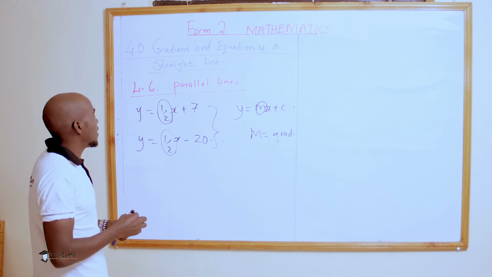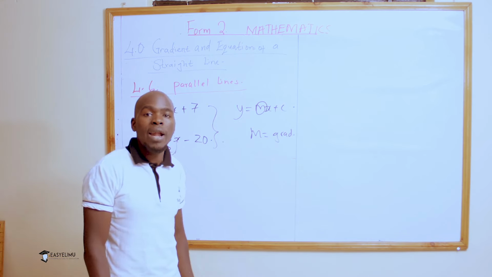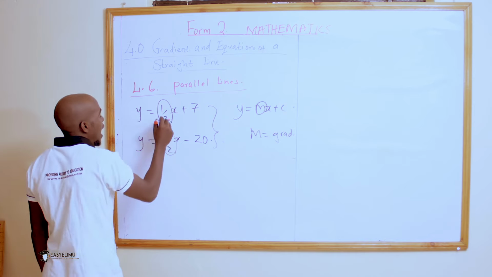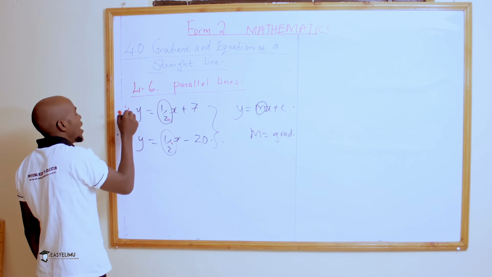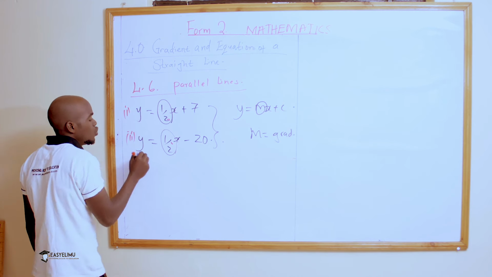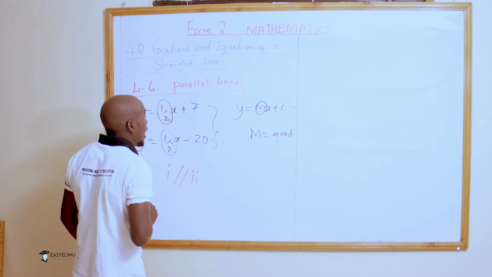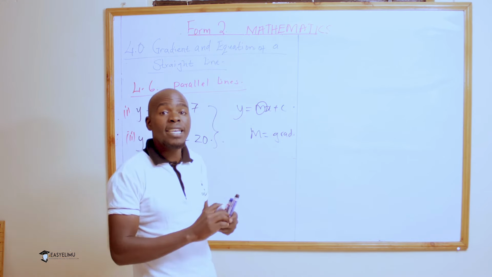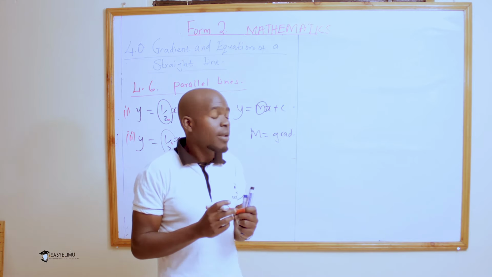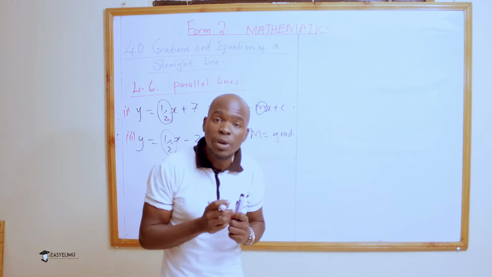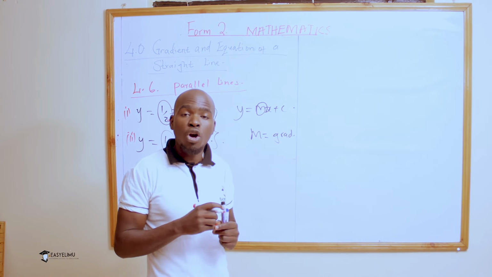That implies that these two equations, if drawn on a Cartesian plane, you will find they are parallel to each other. So meaning that equation 1 and equation 2 are parallel to each other. And that is how we identify. It doesn't require much more skill. So long as you identify the gradient of the respective lines, you will identify if they are parallel or not.